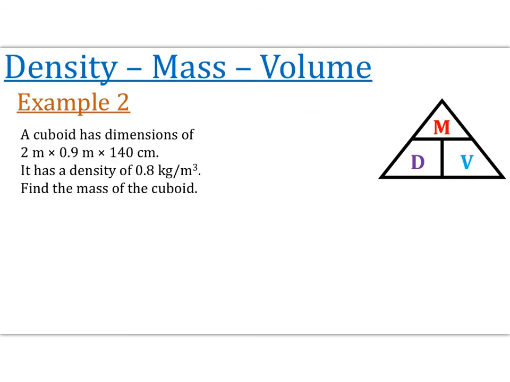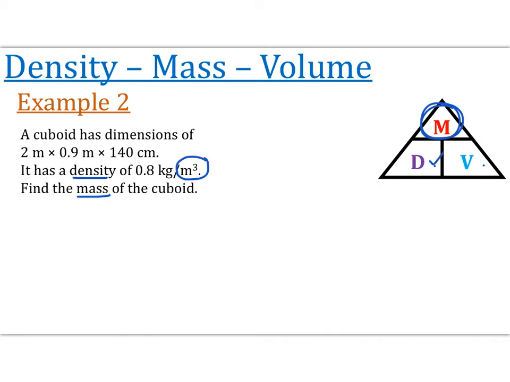All right, we've got the same idea going on here, but I can already see just by looking at it real quick, there's going to be an issue. So again, a cuboid, it has dimensions of 2 meters by 0.9 meters by 140 centimeters. It has a density of 0.8 kilograms per meter cubed, so that's in meters. We need to find the mass. So we want to find the mass, so we need the density and we need the volume. Thankfully, we already have the density and we can find the volume.